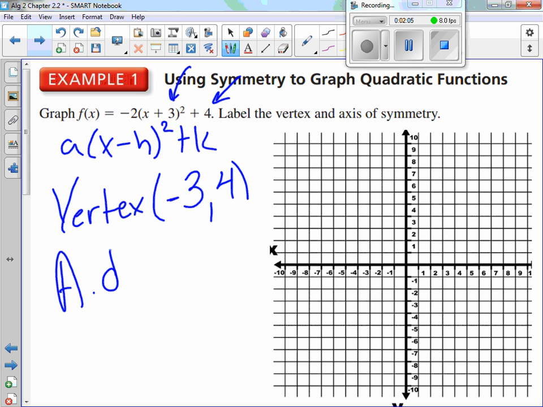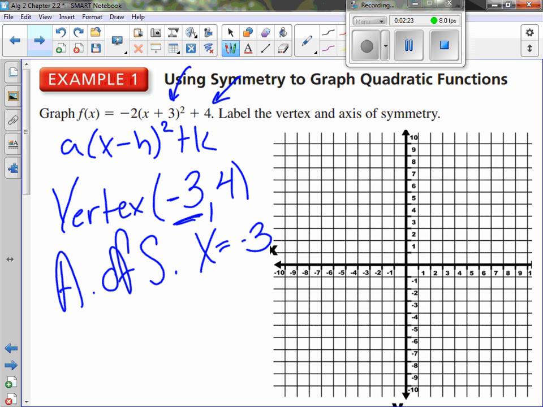Now I'm going to abbreviate axis of symmetry, A of S. Now the axis of symmetry is x is equal to h. Well, we already found the value of h, so it'll be negative 3. Now we would have to graph it, but at this point I can find the vertex, negative 3, 4. And the axis of symmetry is going to be the line along x equals negative 3.